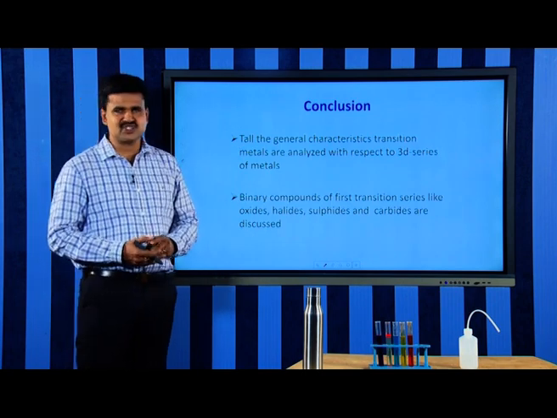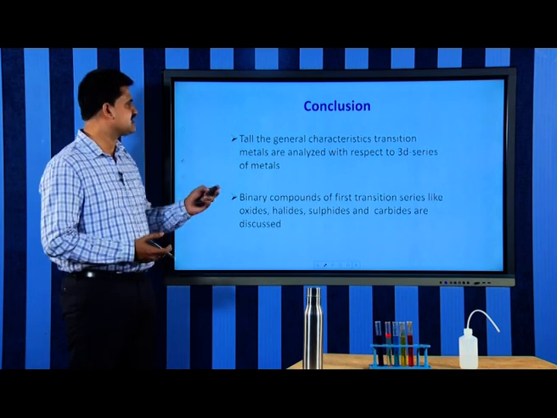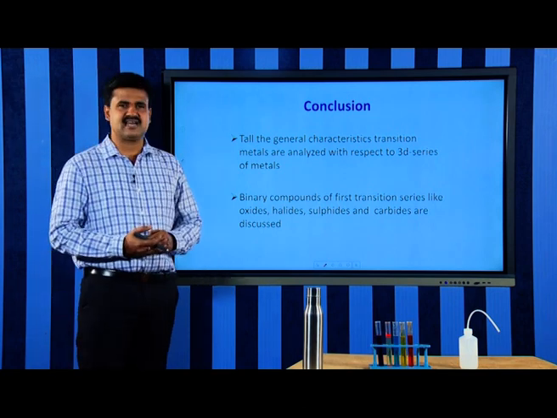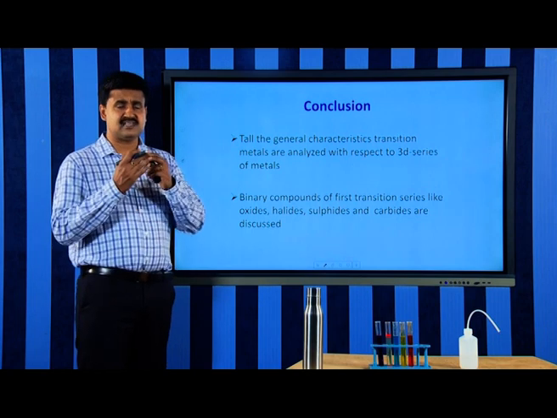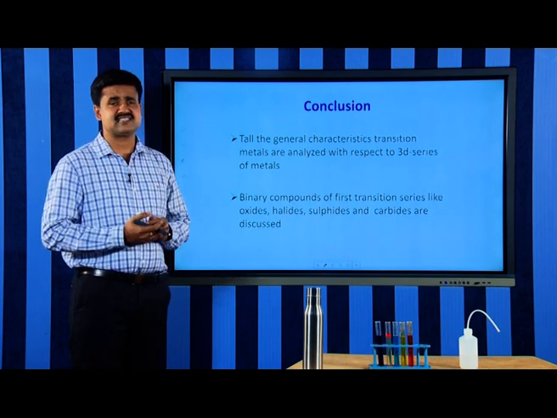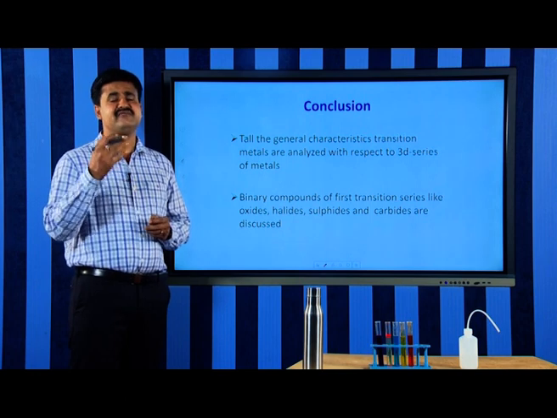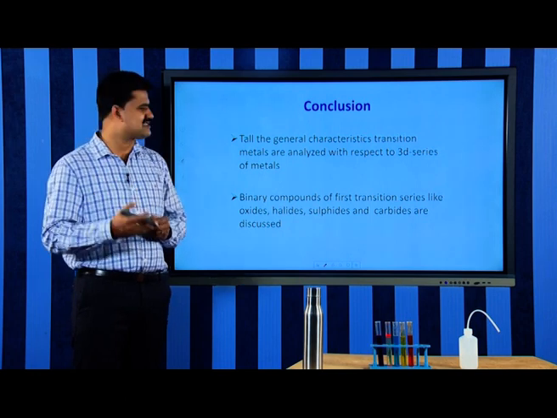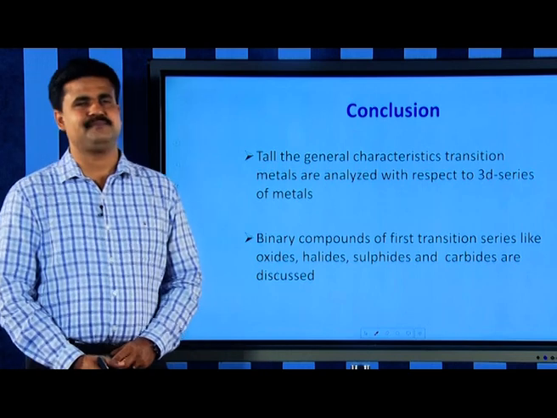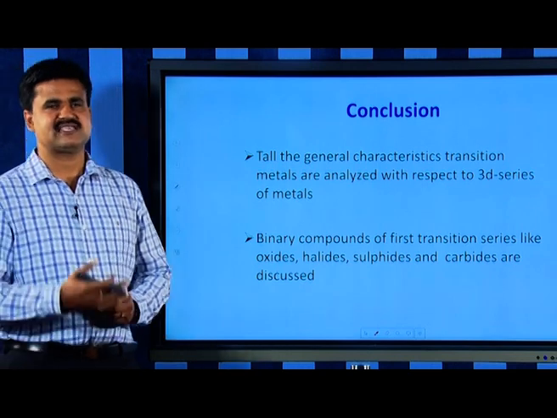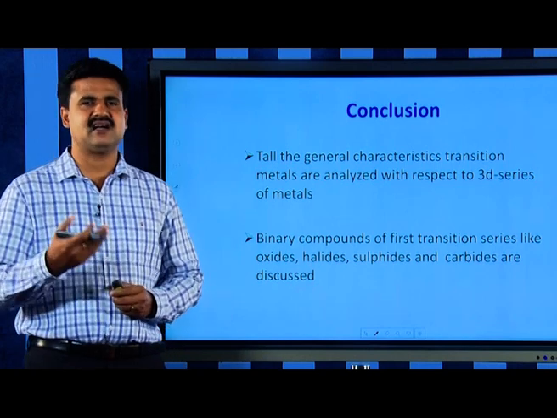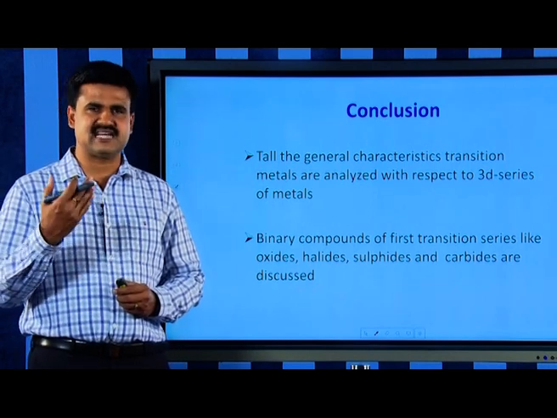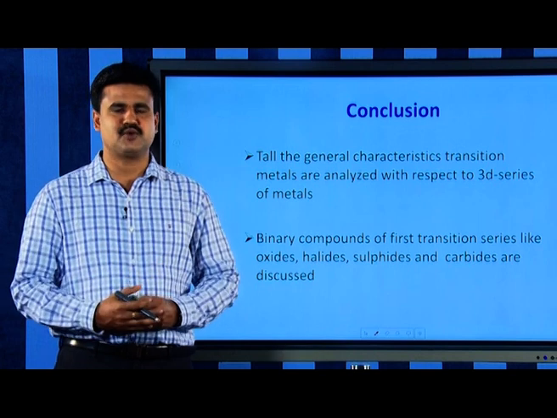In conclusion, we have discussed the general characteristics of the 3D transition series, where the properties of the transition series are exemplified with respect to the 3D series itself. Also, we considered the binary compounds of 3D series metals like oxides, carbides, sulfides, halides, etc. for their general preparation methods and common properties.